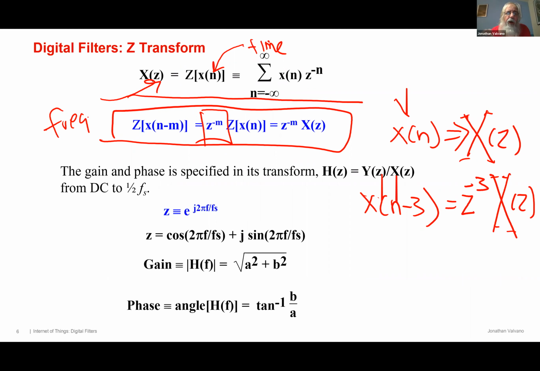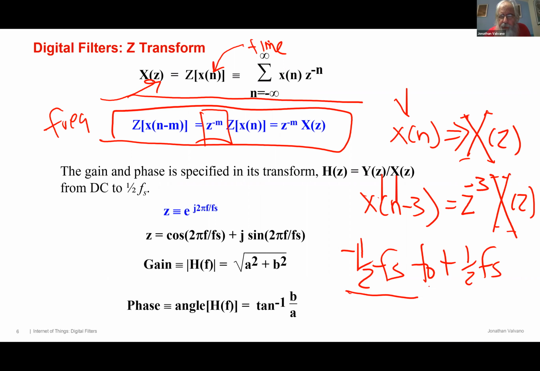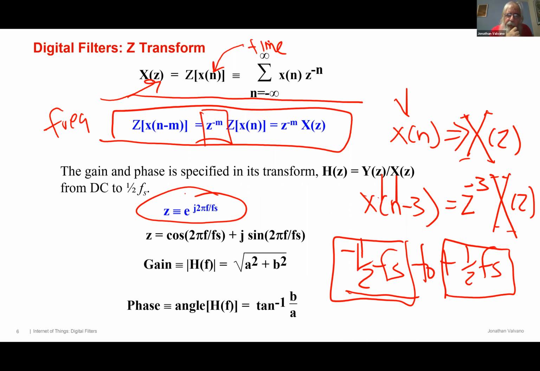But as you know, it's not all frequencies. It goes from minus 1/2 fs to plus 1/2 fs, because it's sampled, it's limited to this range of frequencies, which is basically what this equation is doing. The equivalent value of Z is numbers on the unit circle in the complex plane.